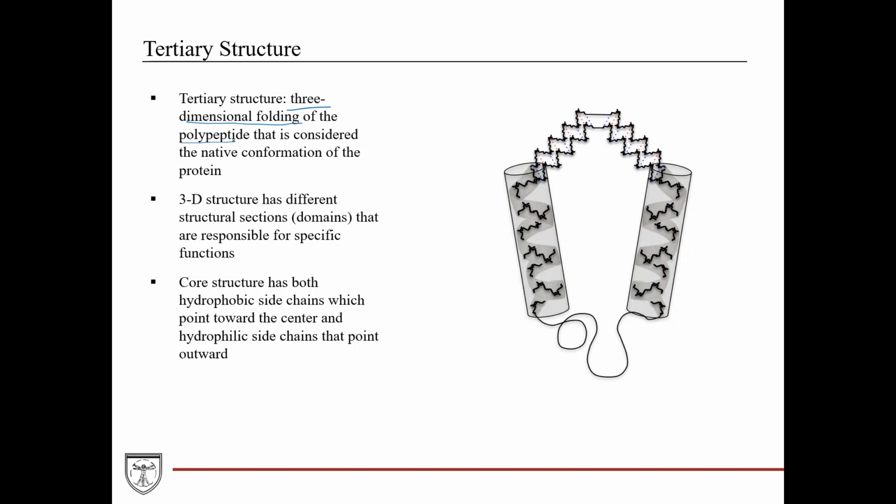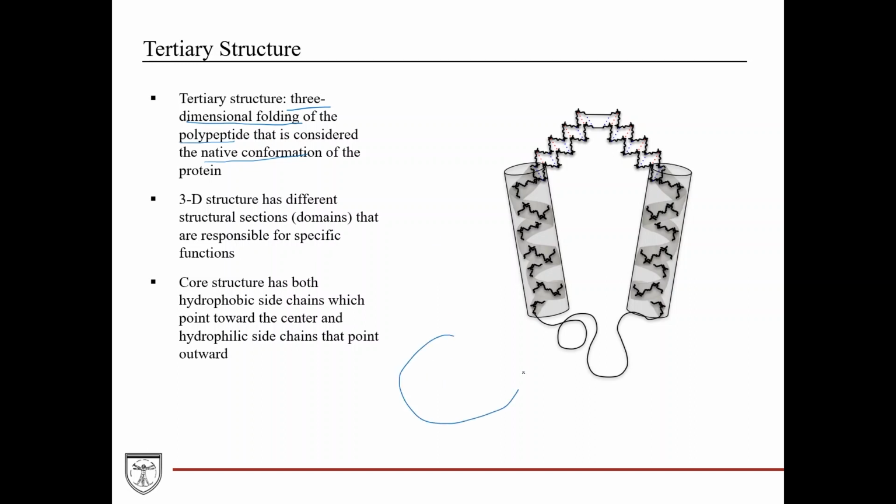So after secondary structure, there's tertiary structure, which is where we're getting into the three-dimensional folding of the polypeptide. And this is actually considered the native conformation. You can see this here where you have multiple different secondary structures and they're folding to become this 3D structure that would be the native conformation. And one thing to note is that the 3D structure of a protein has different sections, which are called domains, that are responsible for specific functions.